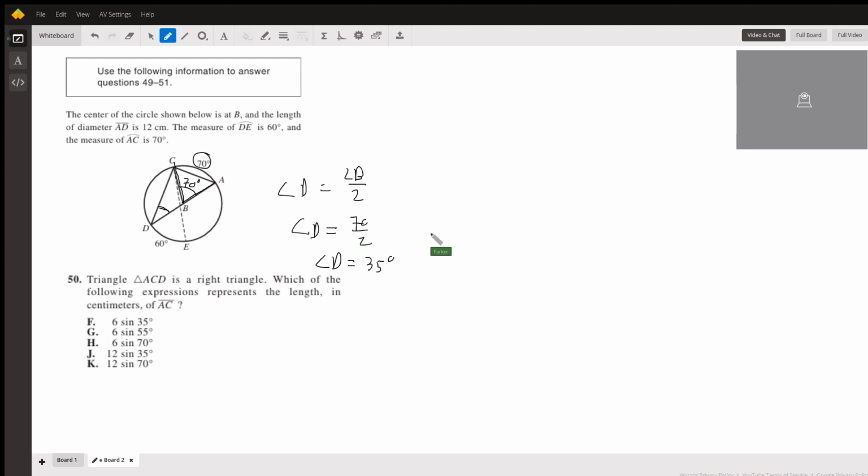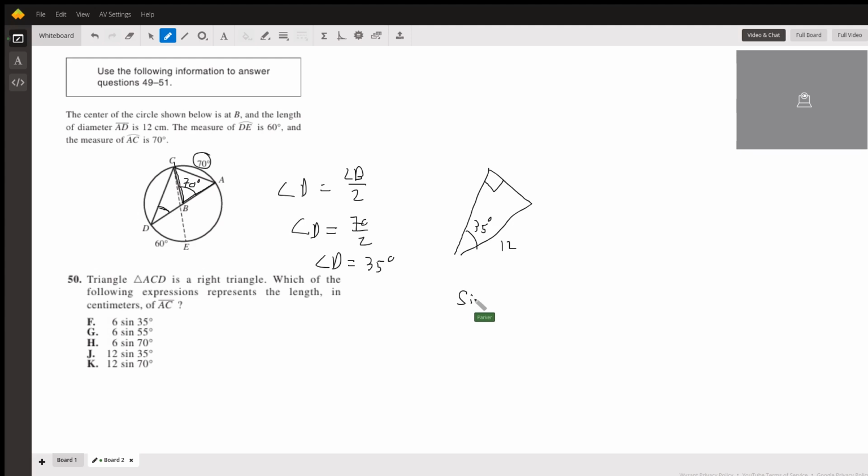That's the difficult part of this. The rest of this is pretty straightforward. We draw the right triangle as it's described to us. This is the right angle. We know that this is going to be 35 degrees. And we know that D to A is the diameter, which is 12.